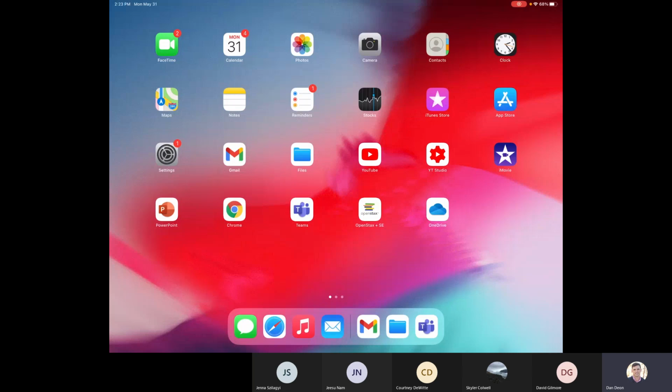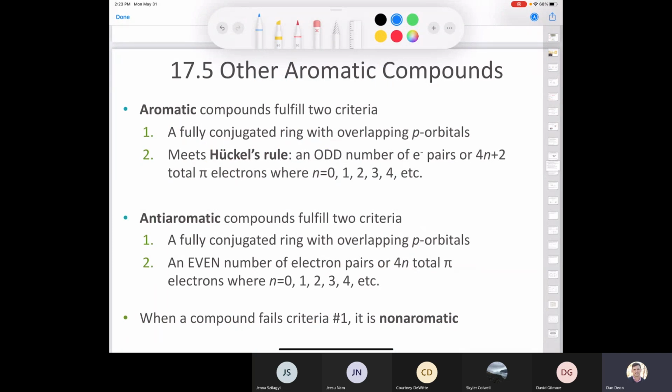Right, so we left off talking about other aromatic compounds, and we talked about what the criteria were for a compound to be aromatic: it has to have a fully conjugated ring with overlapping p orbitals. It's got to meet Huckel's rule. It means it's got to have an odd number of electron pairs, or 4n plus 2 total pi electrons, where n is an integer, 0, 1, 2, 3, 4, etc.